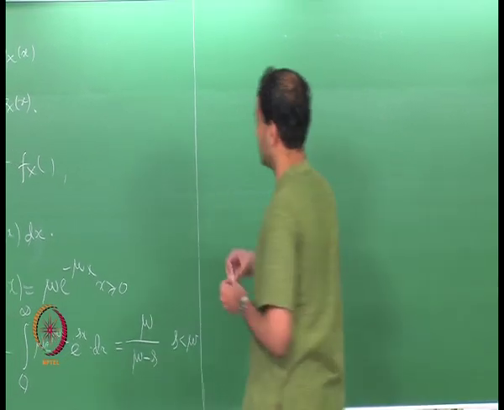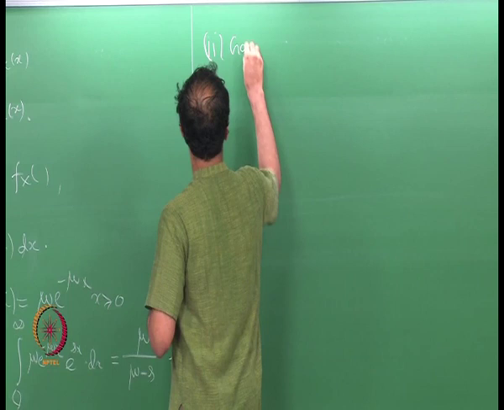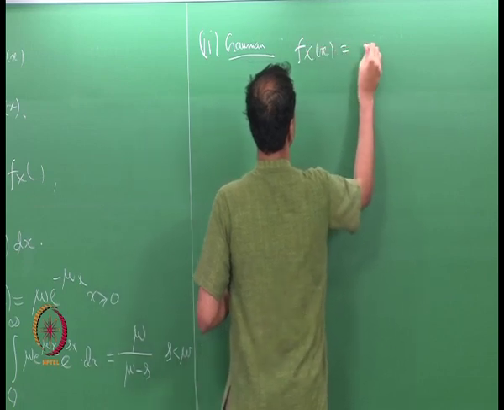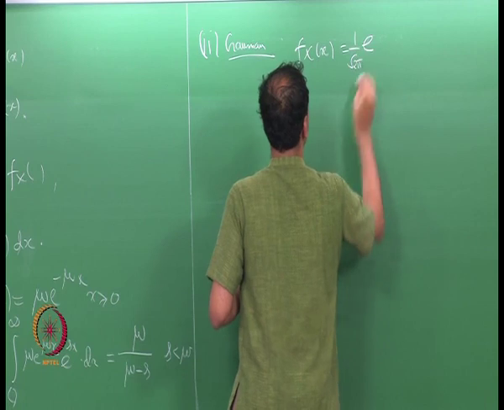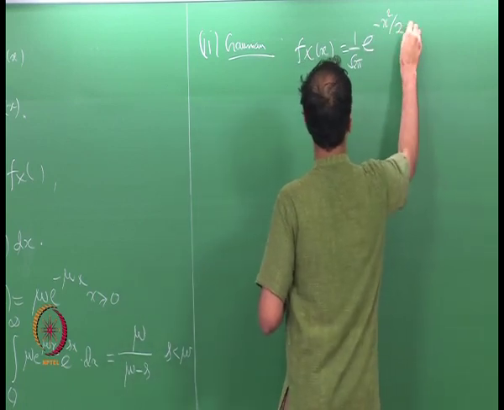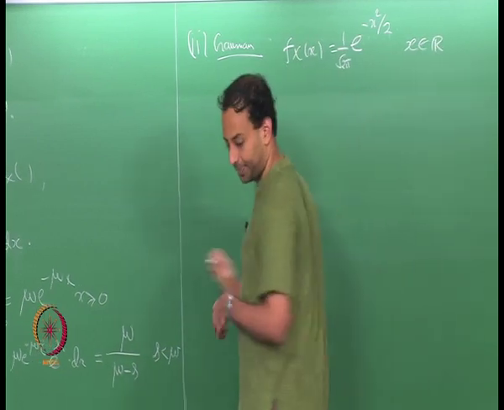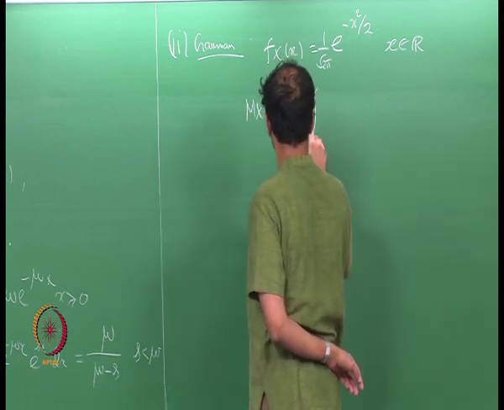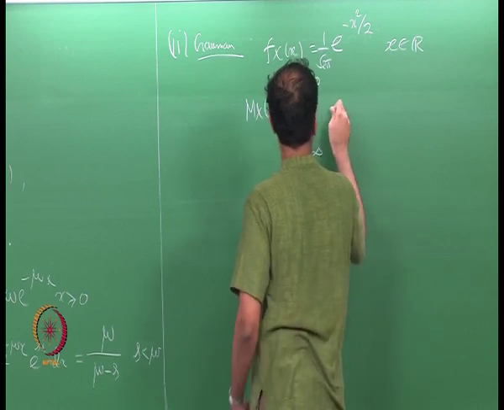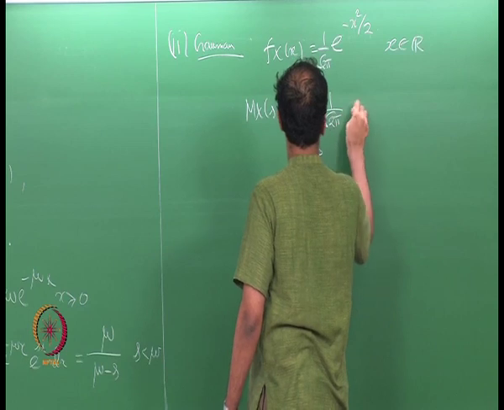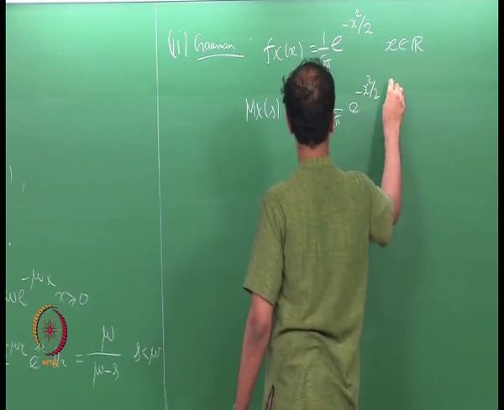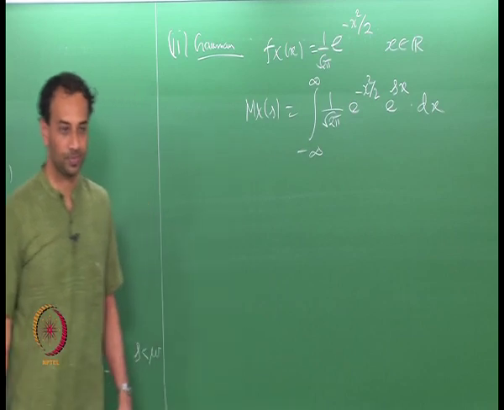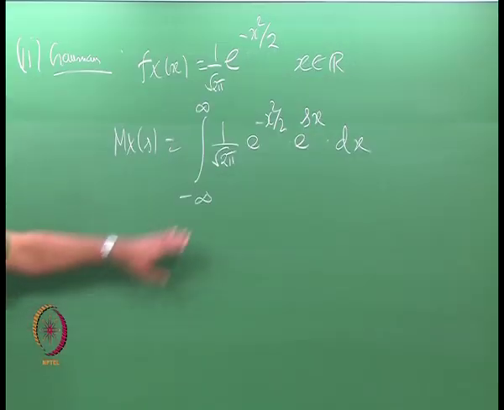Second example, let us do a Gaussian. Let us do a standard Gaussian, 1 over square root of 2 pi e^(-x^2/2) for x in R. I have to write out M_X(s) equal to the integral from minus infinity to infinity of 1 over square root of 2 pi e^(-x^2/2) e^(sx) dx. Fine. How do you do this integral?